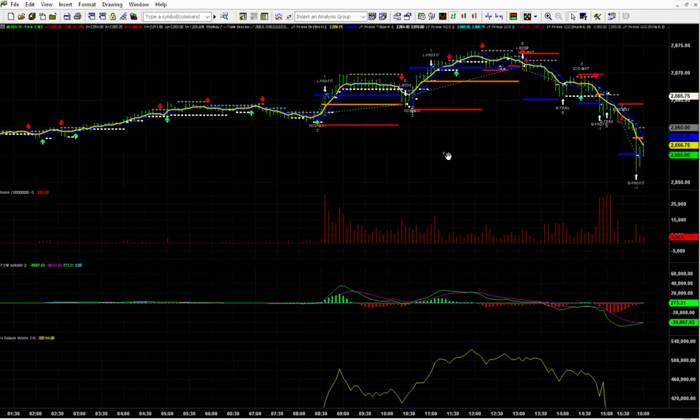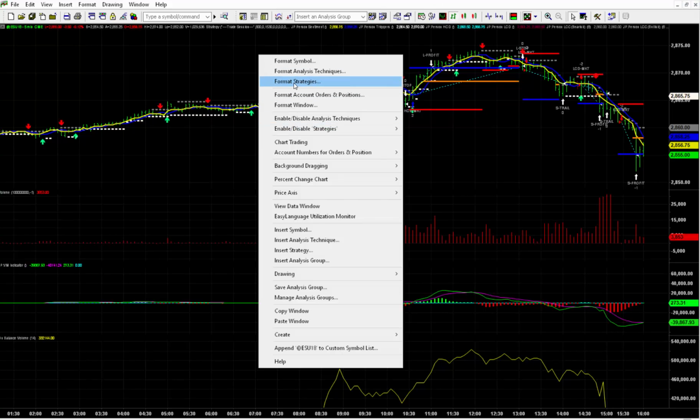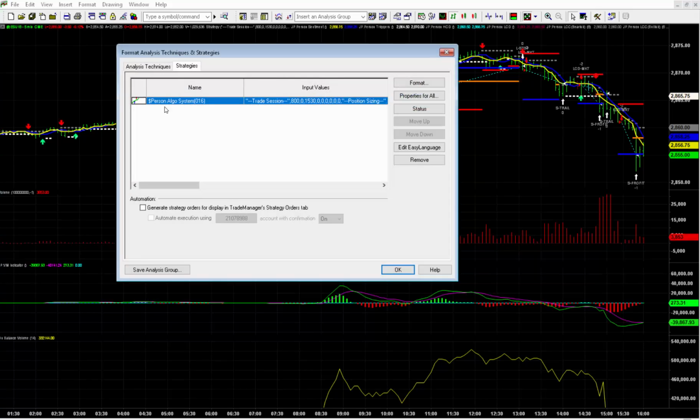First off, this is the Person Algo Optimizer. This is today's trading session. We trade two lots, just to tell you what this does, or what I've programmed mine to do. These are my settings. The Person Algo Optimizer is not a trading system. Rather, it is a product. This is Person Algo System 16. This is the one that's in all of my clients' platforms that have this, of course.